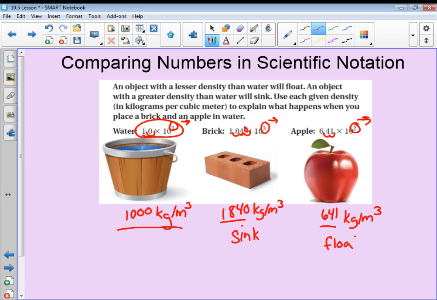And I know, common sense, you guys already know that, but this is going through and having you work with comparing those. If we didn't have the scenario and they just gave us each of those scientific notations, we would have to understand how to compare them, okay?